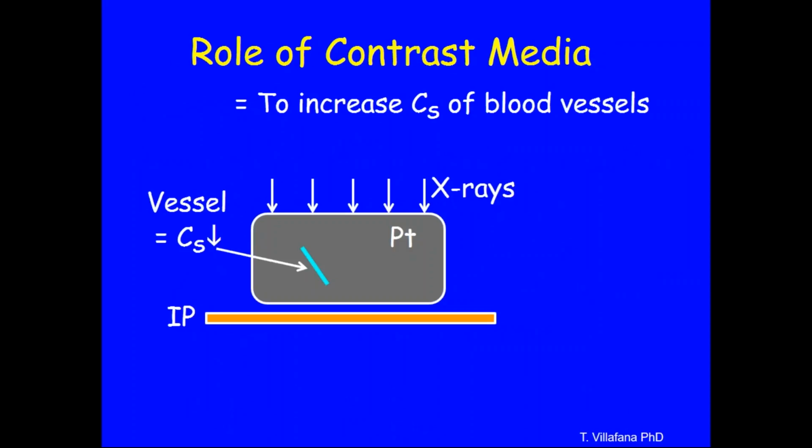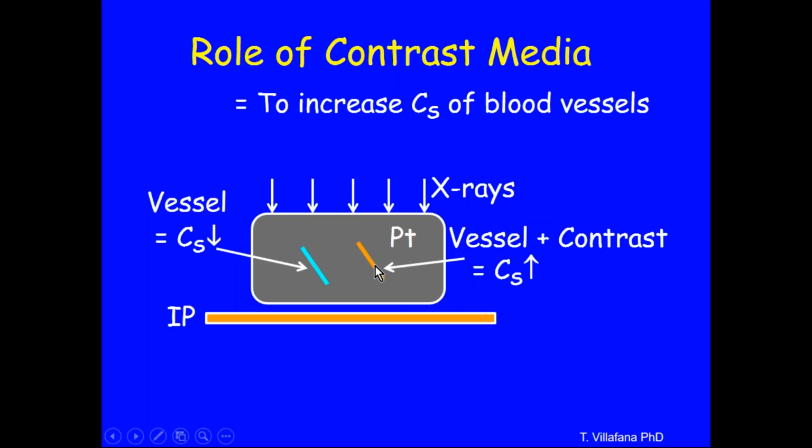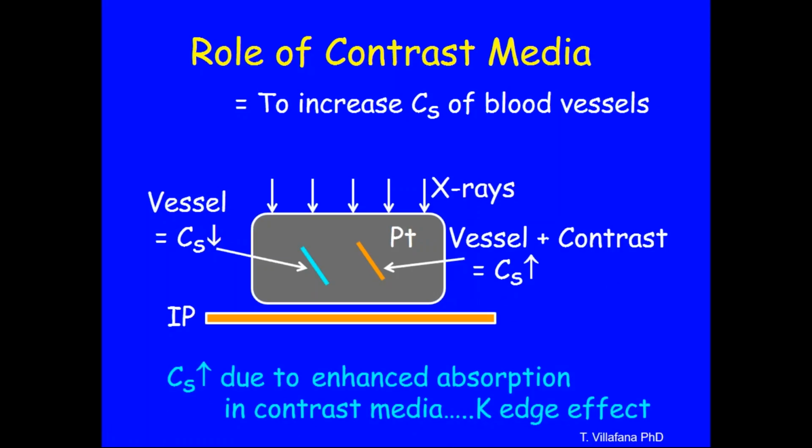Here's a patient, and there's a blood vessel, and X-rays incident on that patient. The X-rays go through that blood vessel. Blood vessels normally have very low subject contrast. They have an atomic number very similar to the surrounding tissues. But now you add contrast to it, given by that reddish blood vessel, and now that blood vessel will be visible. And it's because of that enhanced absorption in that blood vessel.